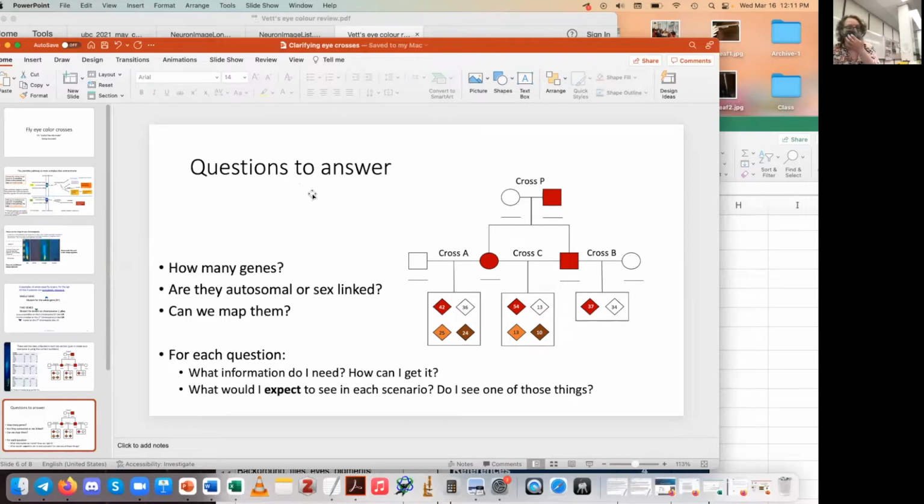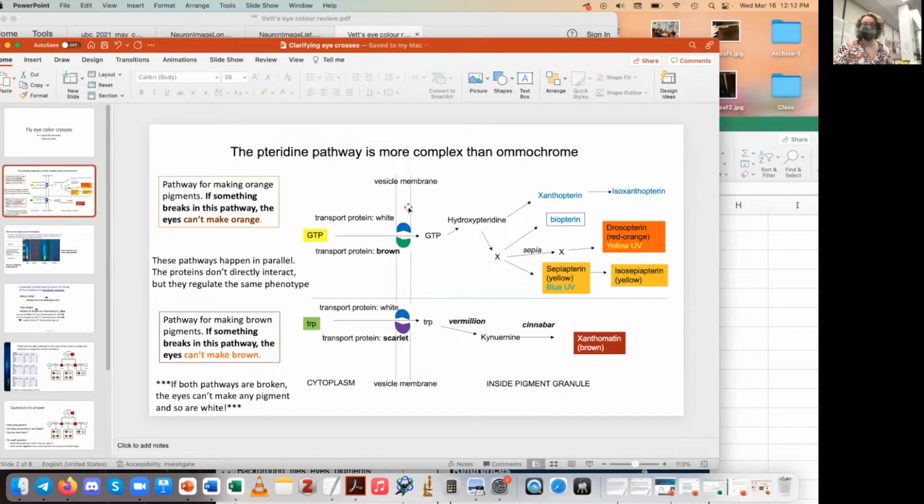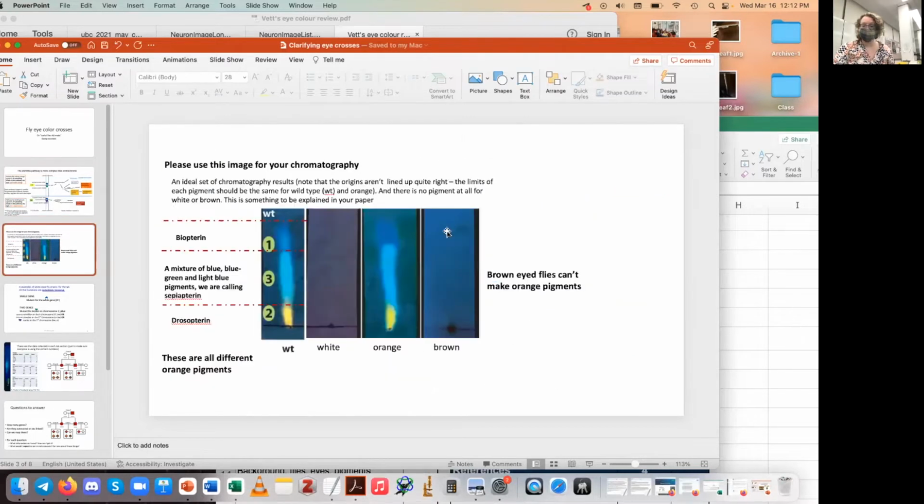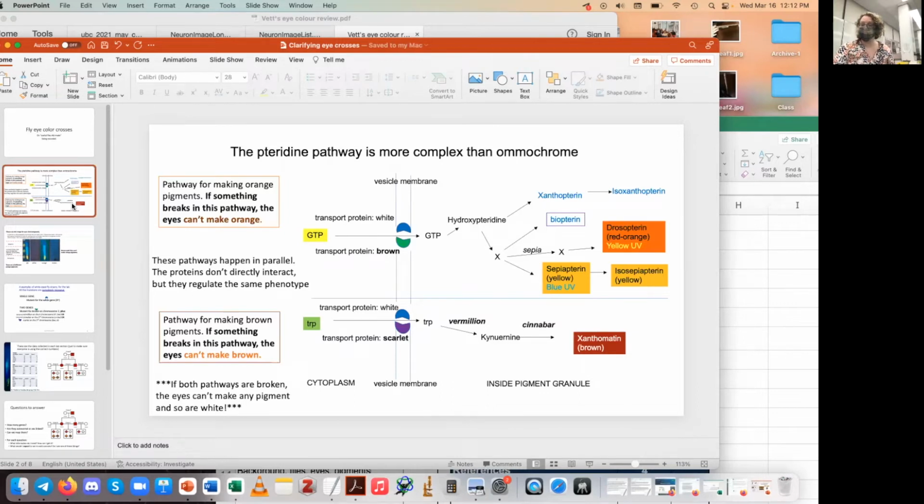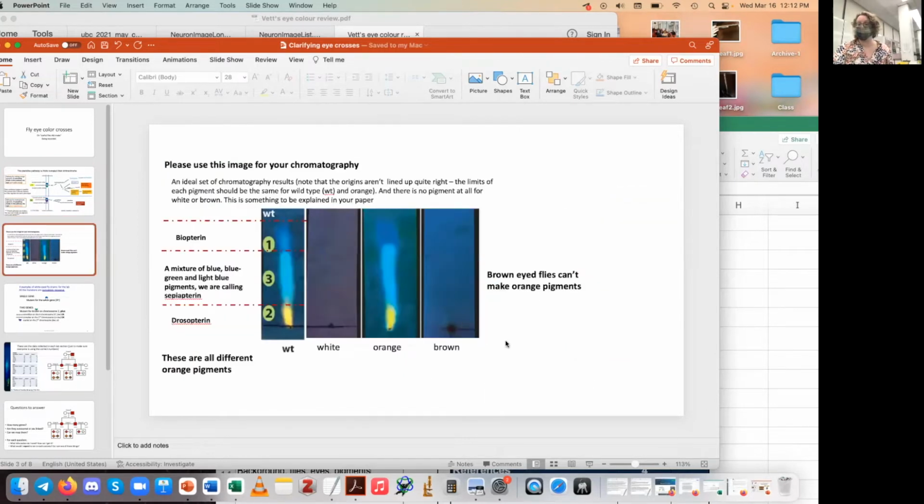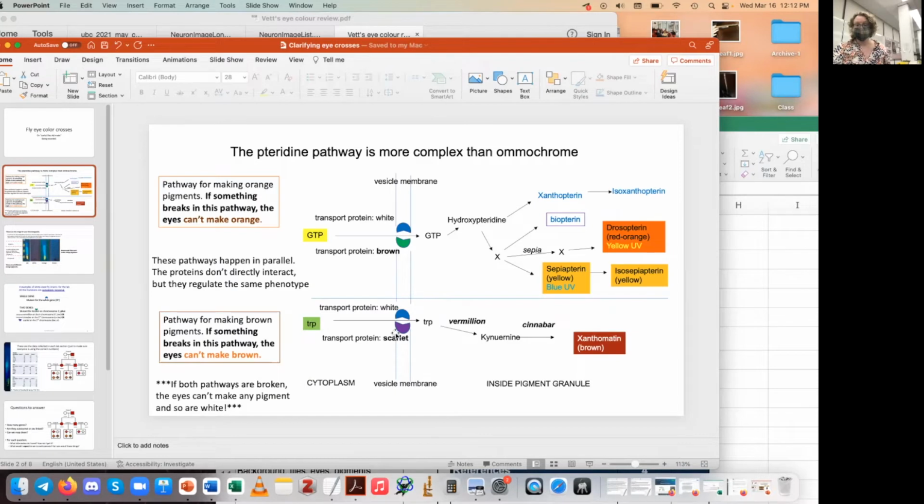So the questions we need to answer are, how many genes? We've already answered that. Because we know that we have browns kicking around, it can't be white. So in order to get white eyes, two things need to be wrong. We need to fail to make brown, and we need to fail to make orange. So because we have the brown eye phenotype available, we know that it's possible to only be able to make one of them. So we know that brown is broken.